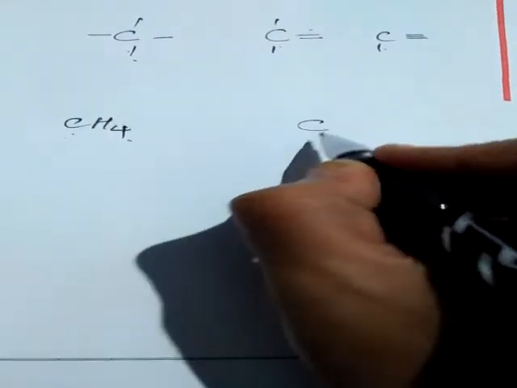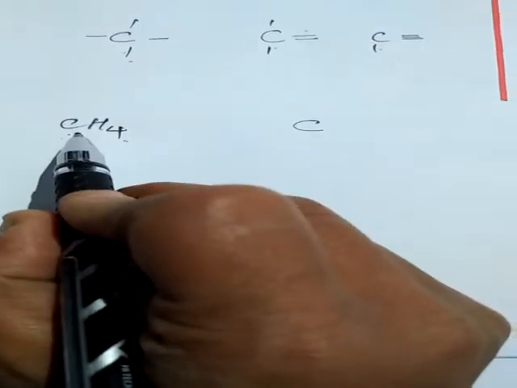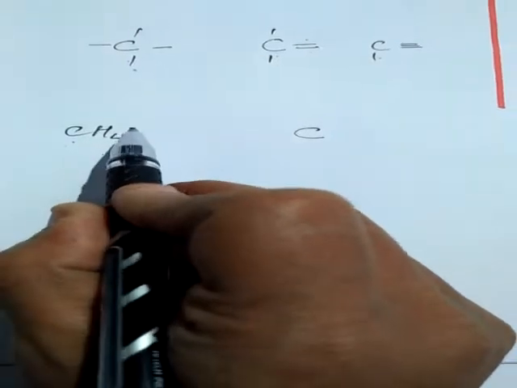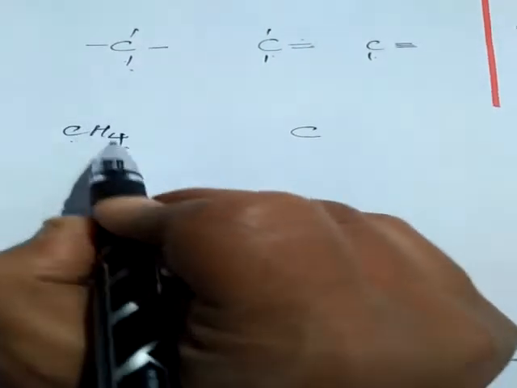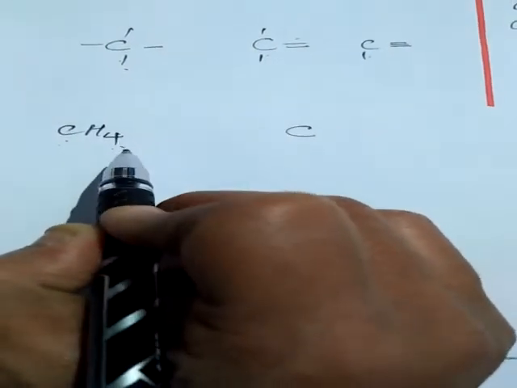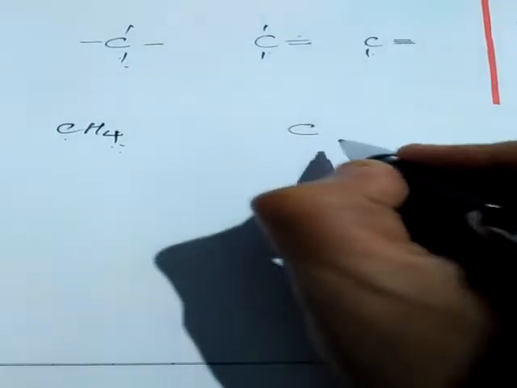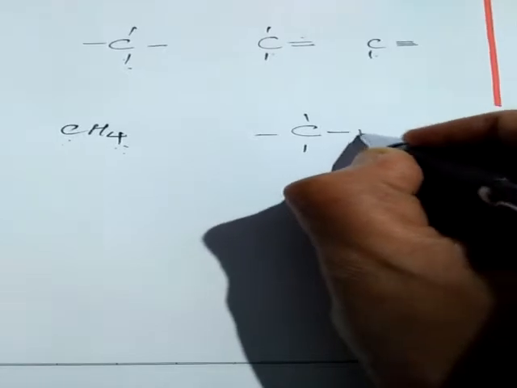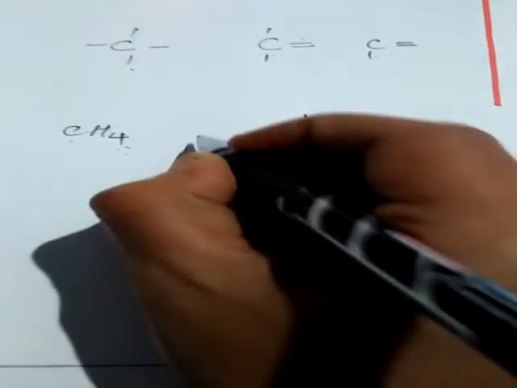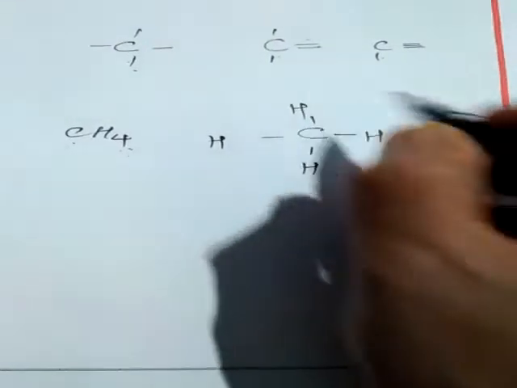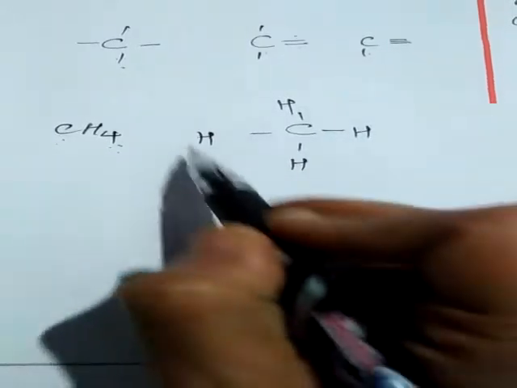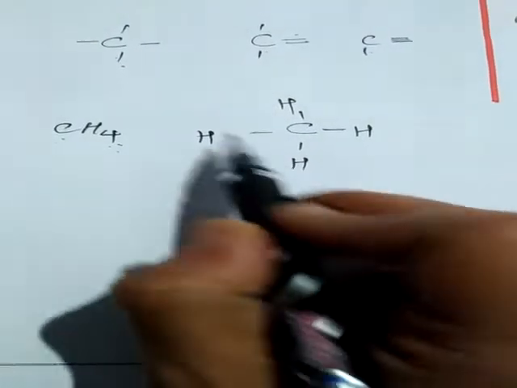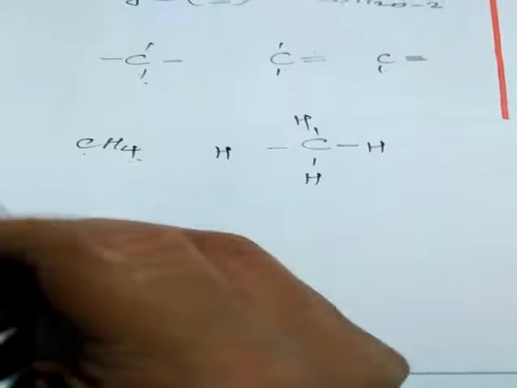Carbon atom, we know it can fill its valencies by sharing 4 electrons. Since it's a saturated hydrocarbon, we know it uses single bonds. So here the carbon atom shares its 4 valencies by sharing electrons with 4 hydrogen atoms. So one carbon with 4 hydrogen atoms. This is known as CH4.